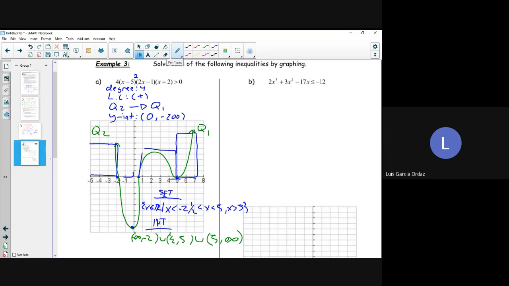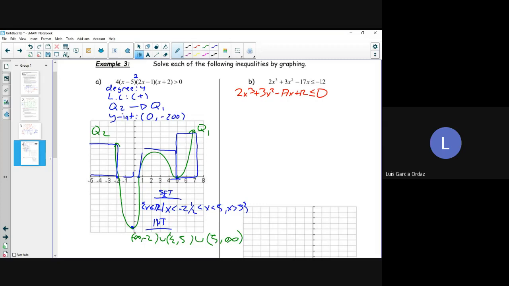All right, so we have one more polynomial inequality to graph. Our next example gives us 2x to the 3 plus 3x squared minus 17x minus 12. So what is the first thing that we should always do? Make it all equal. We're going to bring the -12 over. So we get 2x cubed plus 3x squared minus 17x plus 12 is less than or equal to 0. Is there anything that we can factor out to simplify it more or no? Nope.